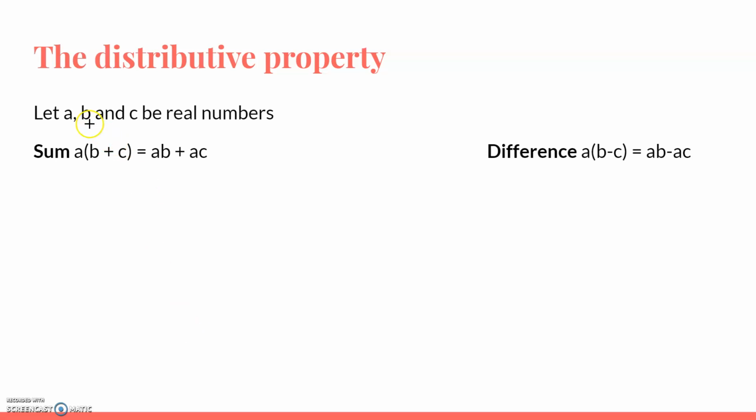Okay, so next, the distributive property. So let A, B, and C be real numbers. For the distributive property, for a sum, it's going to be A times the quantity B plus C, with both of them in parentheses. And then when you distribute the A into the parentheses, you're just going to multiply A times B and then A times C, which gives us AB plus AC. And then for the difference, the same thing, except the sign's going to be different. You're just going to multiply AB and AC, which gives you AB minus AC.